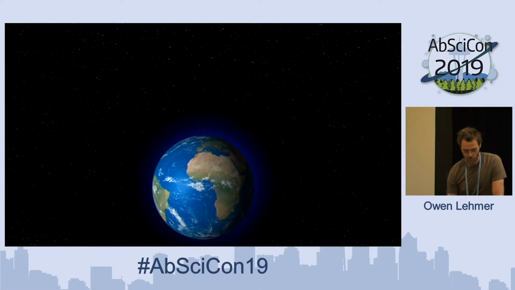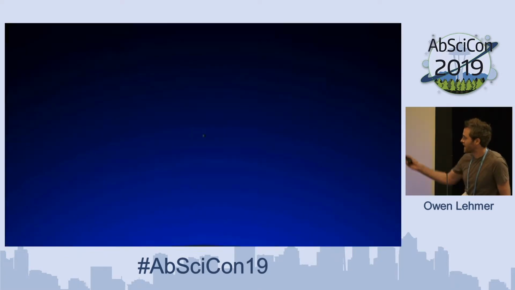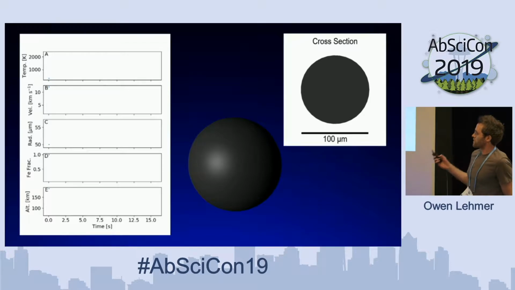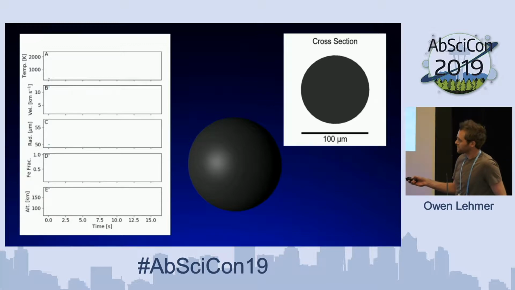And so we start with this very fun animation at 190 kilometers above the Earth's surface, and there's our beautiful particle. And before I run the simulation, I just want to point out some of the parameters that we're going to track, because it happens pretty fast. So we're going to be looking at the particle temperature, the velocity, and it's starting at about 12 kilometers a second, so it's going really fast. This is about a 50 micron radius particle, and its iron fraction is at 100% by assumption, right? We're starting out with a pure iron particle, and then we're also tracking the altitude.